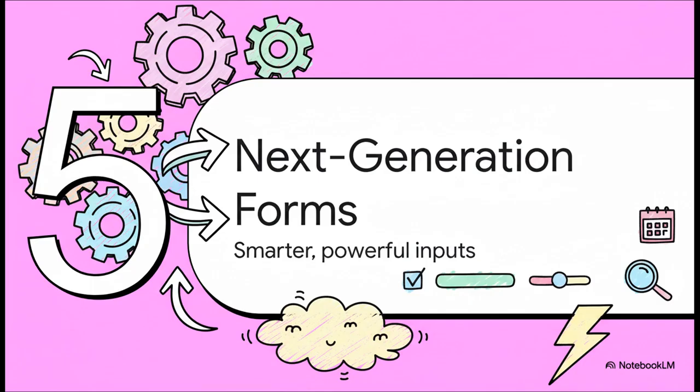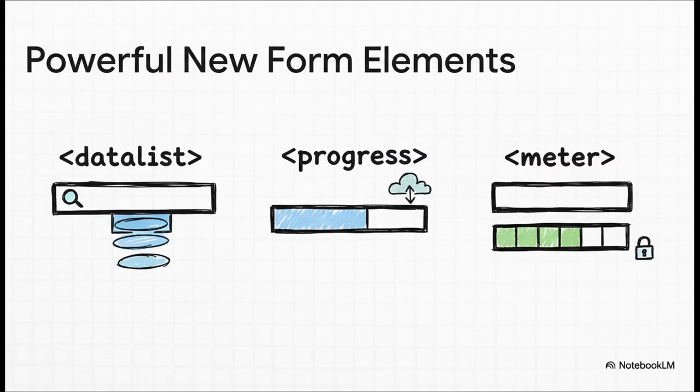But a huge part of any application is getting input from the user. And that meant completely reinventing one of the oldest, creakiest parts of the web, forms. HTML5 brought in all these new form elements that did jobs that used to require tons of complicated JavaScript. Suddenly, with datalist, you get native autocomplete suggestions. With progress, you get a built-in status bar. With meter, you can show things like disk space or password strength. All of this is now baked right into the browser, totally standard.